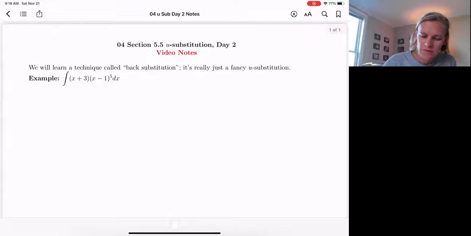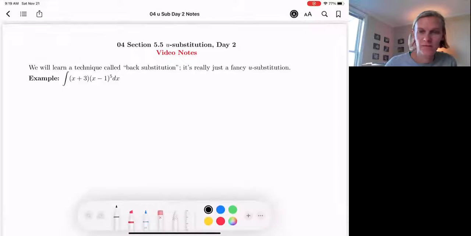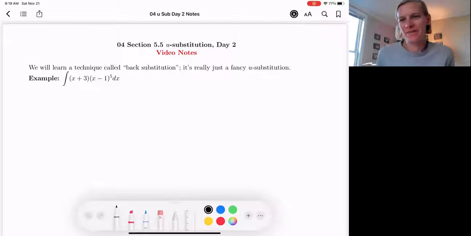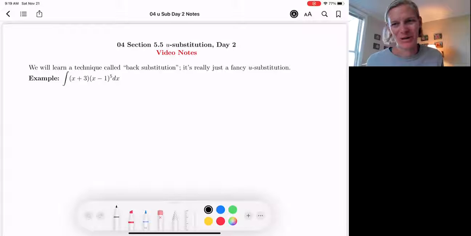Today we're going to do u-substitution again, and in this video we're going to do two examples where we have to do something that I call back substitution. You will see that in some places in some notes, but not everybody calls it that. But this is really just a fancy type of u-substitution that will work sometimes.